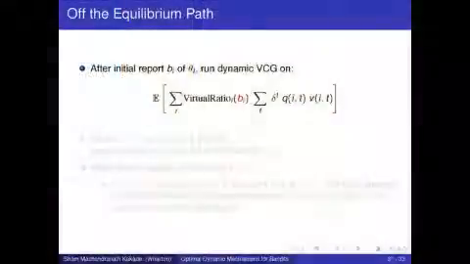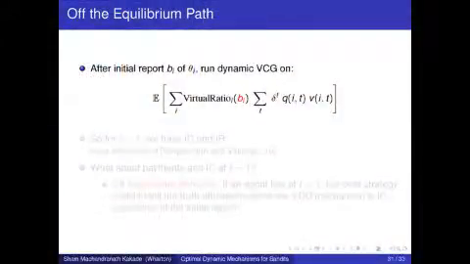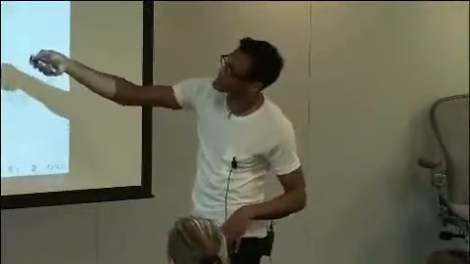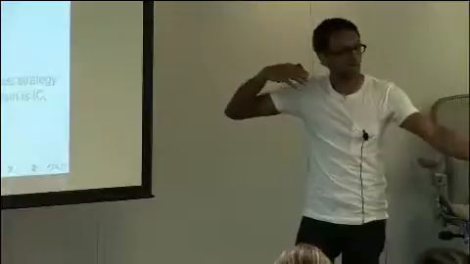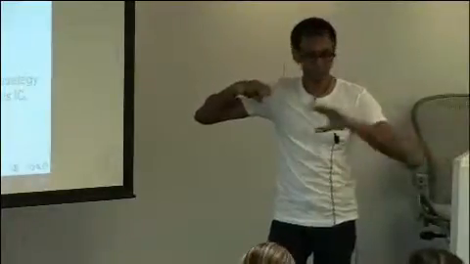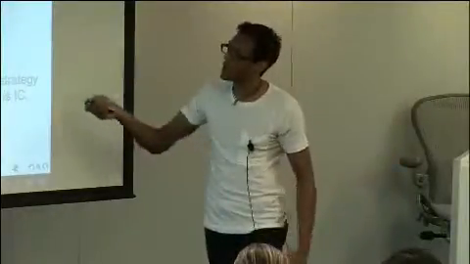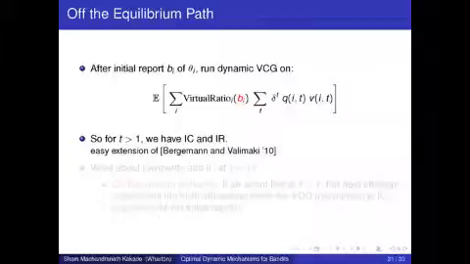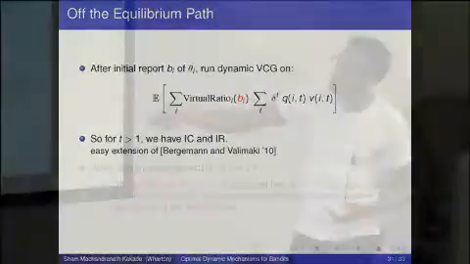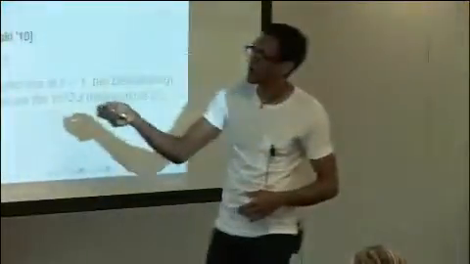In particular, the way this will work out is at the beginning, you have people make some report b of their initial type. Whatever b they use, we just replace that weighting function with b, and then run the dynamic VCG. Because of the structure of that function, the mechanism is effectively implementing a dynamic VCG mechanism. For t greater than 1, we basically get IC and IR for free, as it's an easy extension of these guys' work.